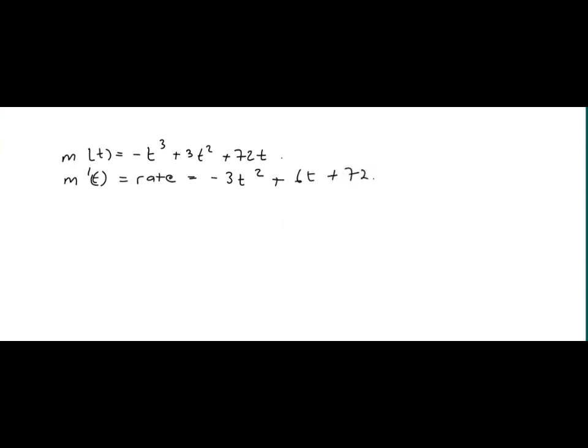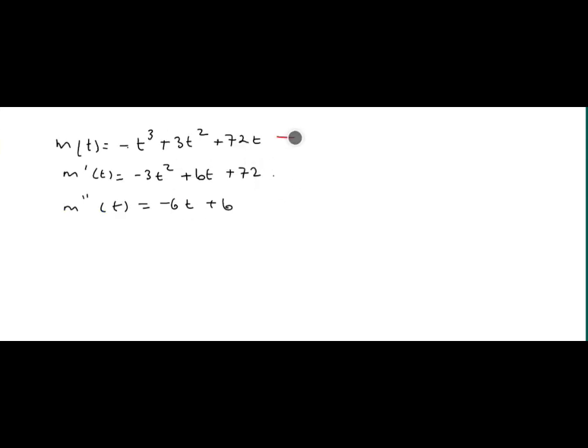Now the question says how many hours after taking the drug will the rate at which the number of molecules of the drug in the bloodstream is changing be a maximum. Again, this is them asking us to find the second derivative, basically. So you're going to derive this further, and it's going to be minus 6t plus 6.